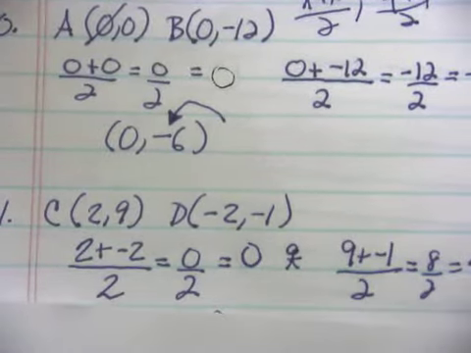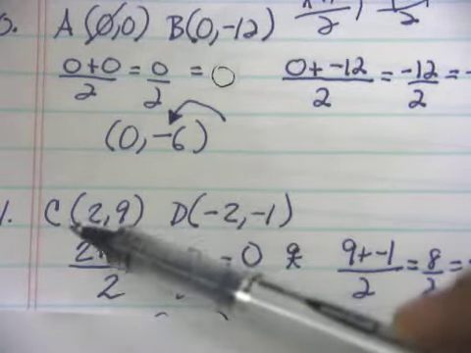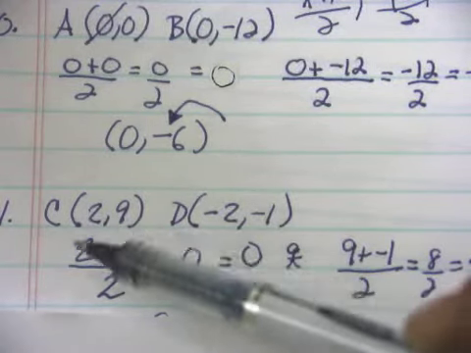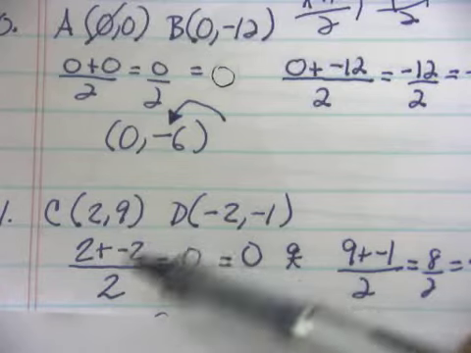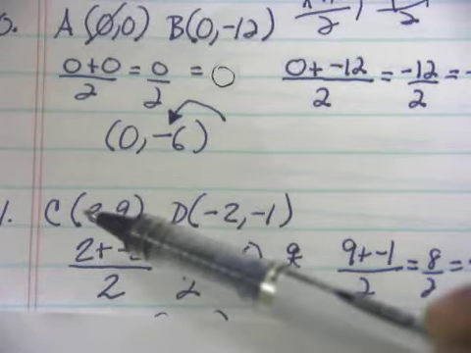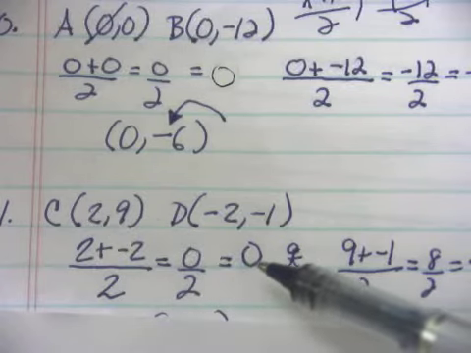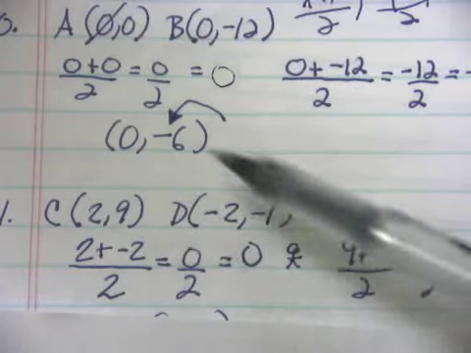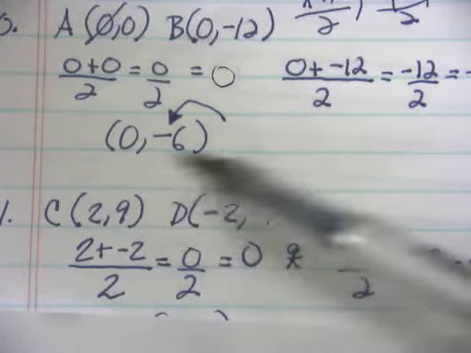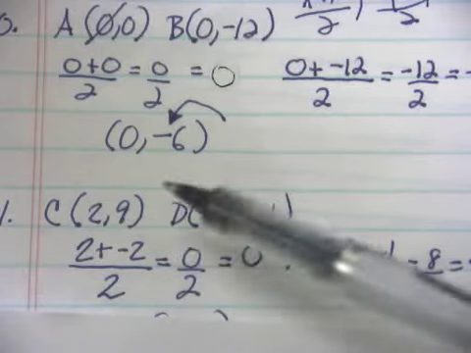Number 11, we have points 2 and 9, and -2 and -5. So the first thing I'm going to do is take the average of my x's. My x's are 2 and -2, so I can say 2 plus -2. You can even say 2 minus 2, because this 2 is positive and this is negative. You're going to get the same thing. So 2 plus -2 is 0. Divided by 2 gives me 0.